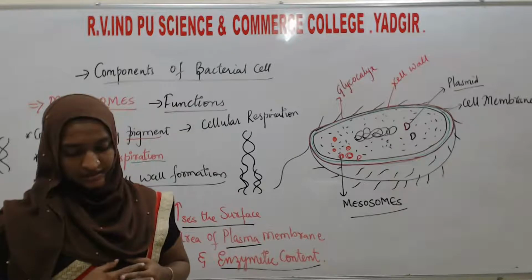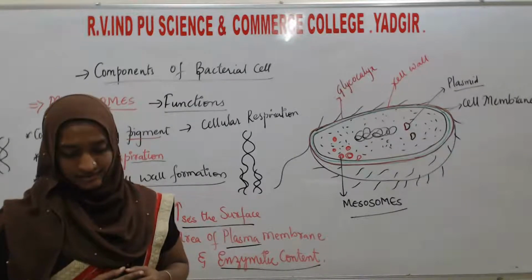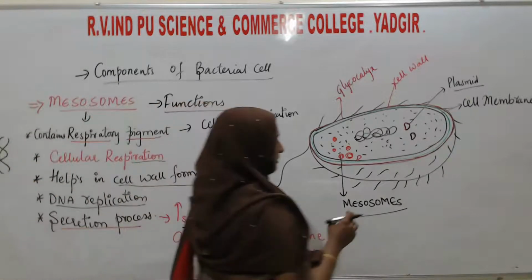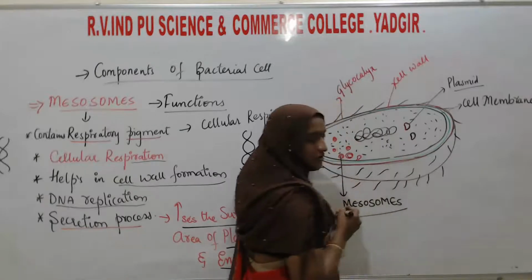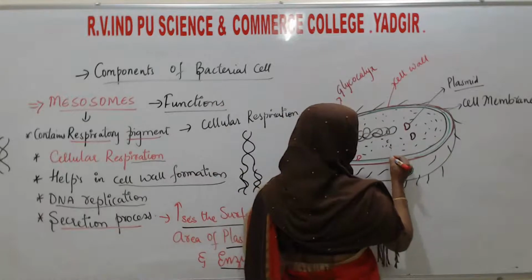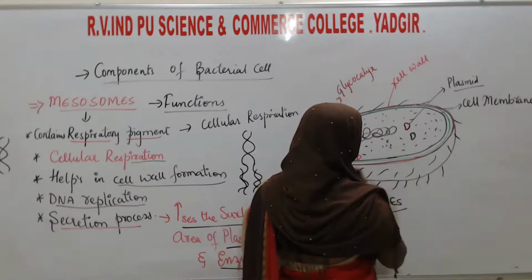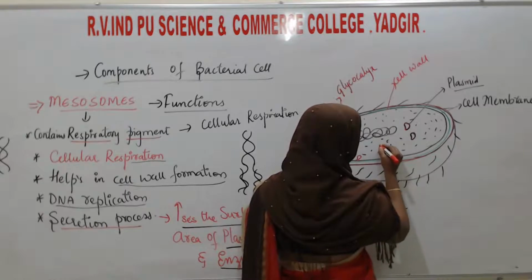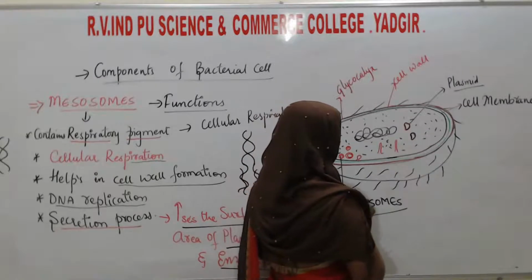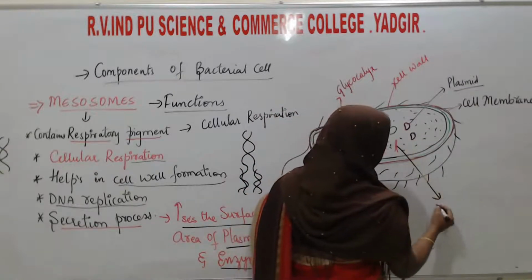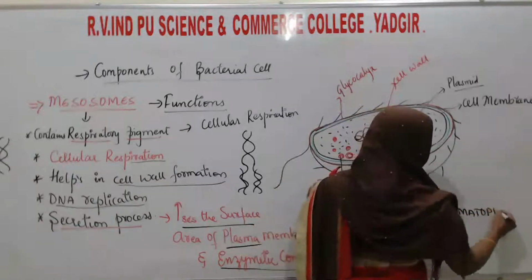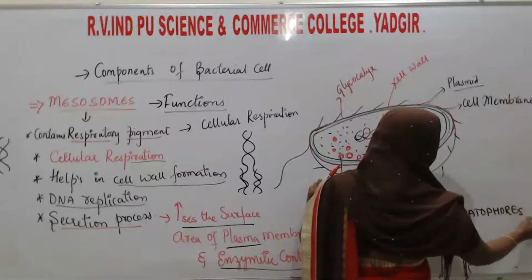In the prokaryotic cell, there are some membranous extensions in the cytoplasm, and they are called chromatophores. Apart from the mesosome, there will be certain membranous extensions present in the cytoplasm, like these extensions. They are known as the chromatophores.